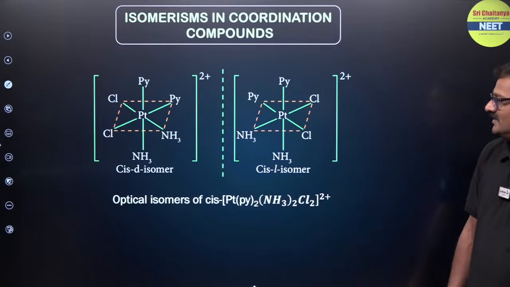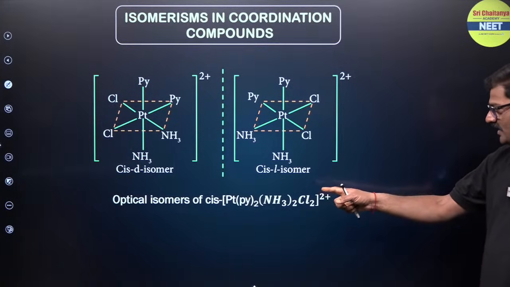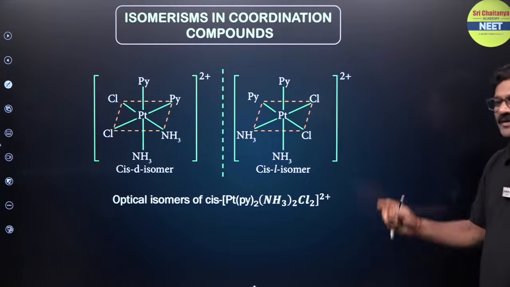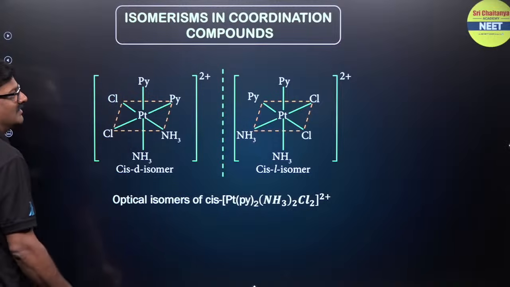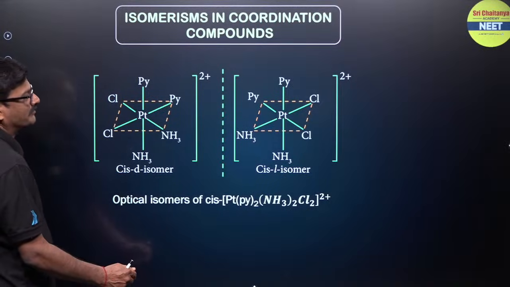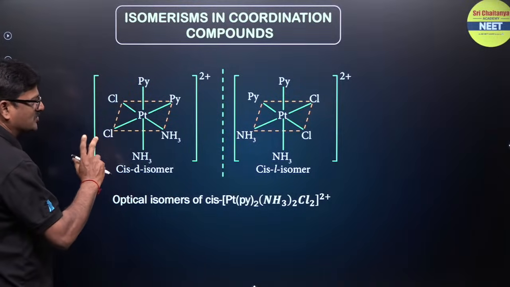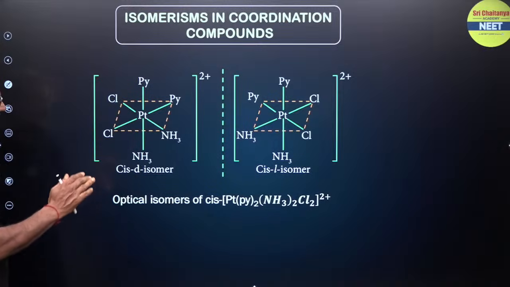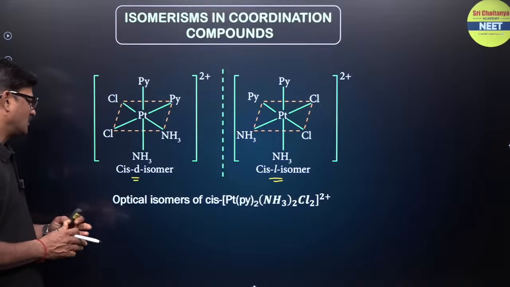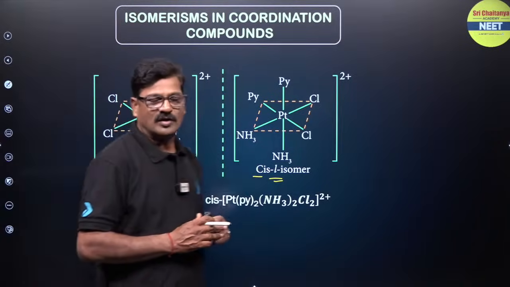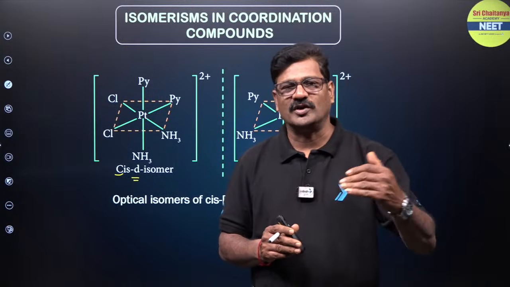Now moving ahead here, Pt(py)2 pyridine and (NH3)2Cl2. You can take any two variables here. This is going to be cis and this is also cis. These are optically active isomers. So what is optically active? It is a D isomer, it is an L isomer. Both are cis only. Generally when it comes to octahedral complexes, in most cases the cis isomer is going to be optically active.